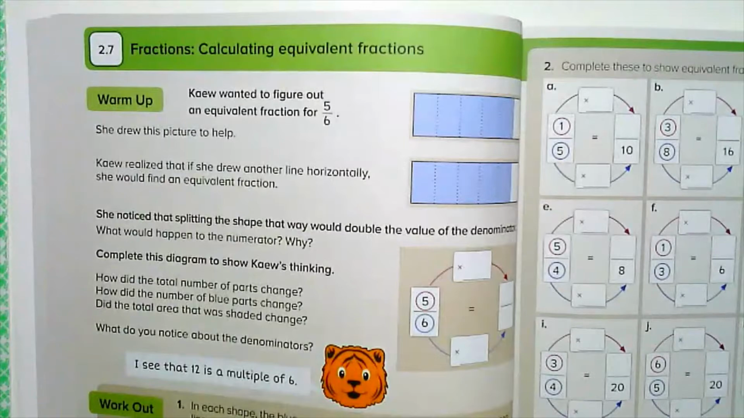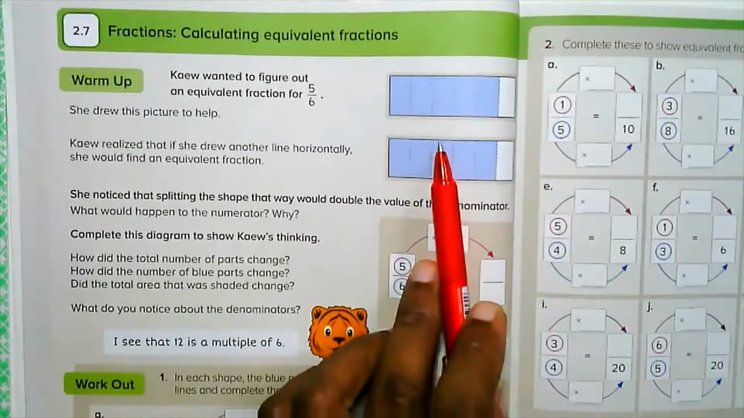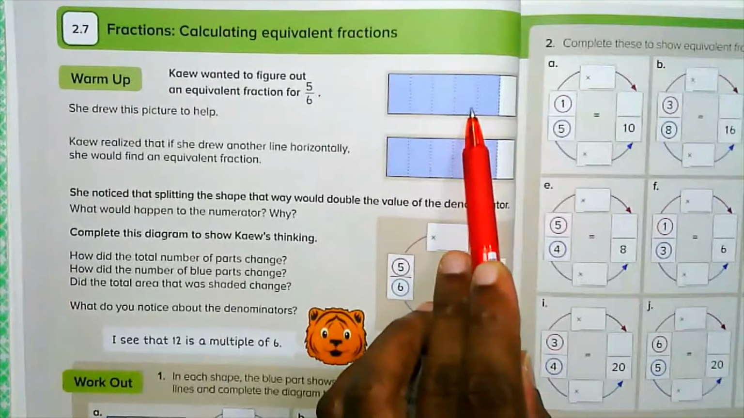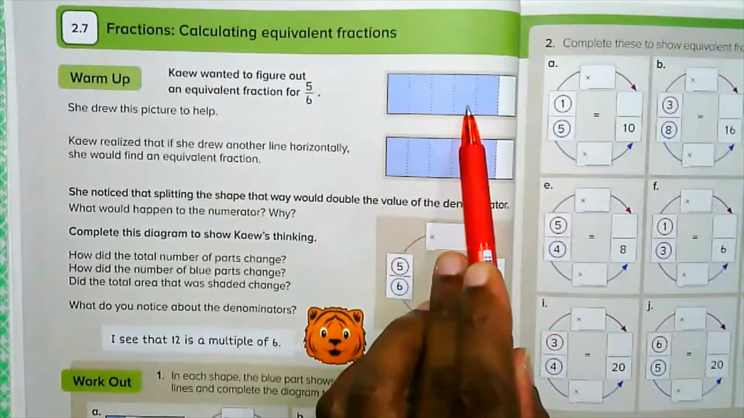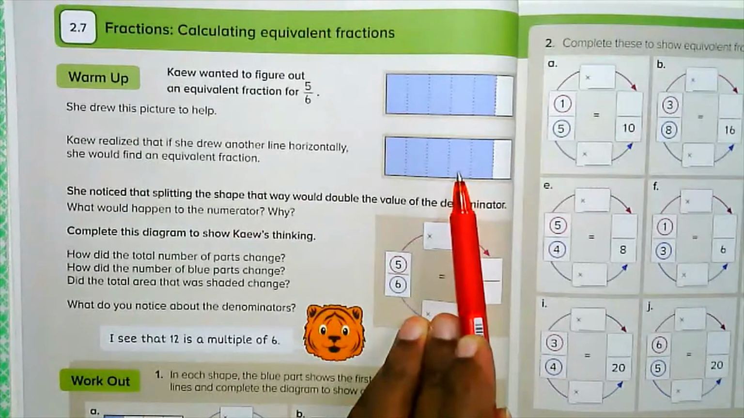Lesson 2.7, fractions, calculating equivalent fractions. Cal wanted to figure out an equivalent fraction for 5/6. So she drew this picture to help. This is 5/6. Then she drew another 5/6 to help.